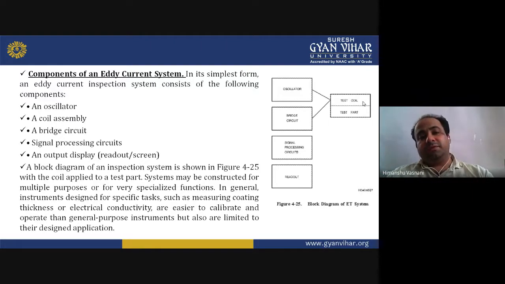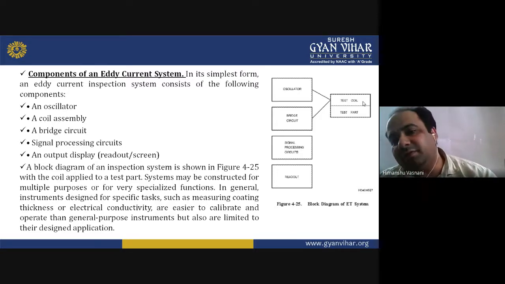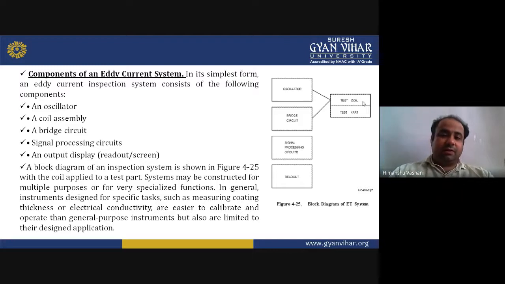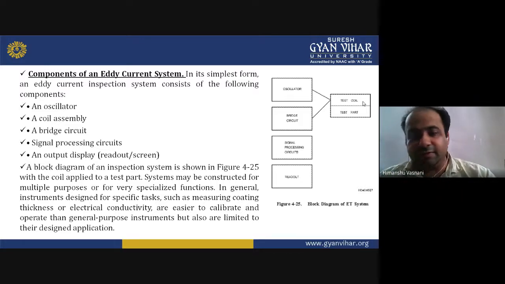Now some components of an eddy current system. In the simplest form, an eddy current inspection system consists of the following components: an oscillator, a coil assembly, a bridge circuit, signal processing circuits, and an output display or readout. A block diagram of an inspection system can be seen in the figure on the right-hand side. You have the oscillator on the top, then the bridge circuit, then the signal processing circuit, then the readout.